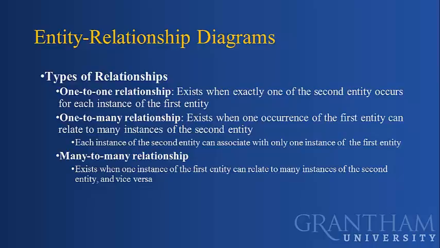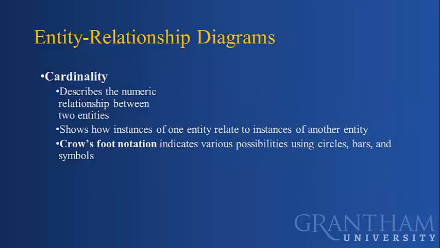A many-to-many relationship exists when one instance of the first entity can relate to many instances of the second entity and vice versa. ERD continued. Cardinality describes the numeric relationship between two entities. It shows how instances of one entity relate to instances of another entity. Crow's foot notation indicates various possibilities using circles, bars, and symbols. For more information about entity relationship diagrams, review the content and figures on pages 287 to 290.